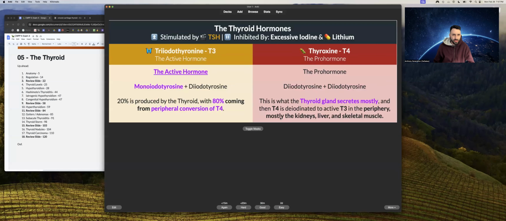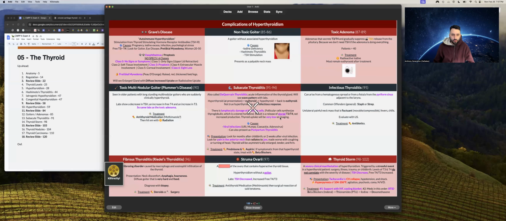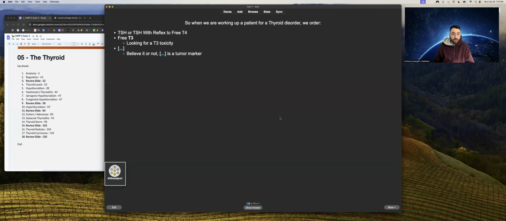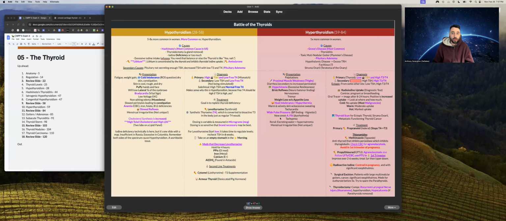triiodothyronine. Let's go. Struma ovari, a blank of the ovary that contains a hyperactive thyroid tissue. Oh, teratoma. That was the first card, I think. So when we're working on a patient with a thyroid disorder, we order. Oh, calcitonin. Oh, no. Calcitonin is a tumor marker, but thyroglobulin, everything's a tumor marker.